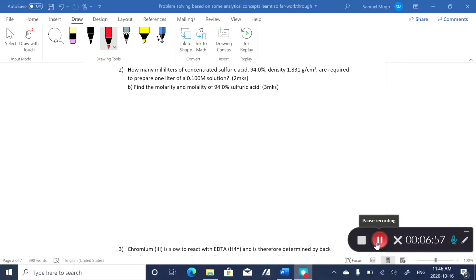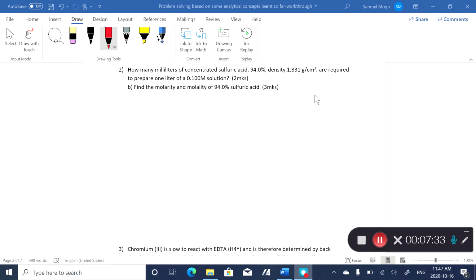So another problem, question number 2: you've been asked how many milliliters of concentrated sulfuric acid, and the sulfuric acid you bought from the manufacturer is 94%, and the density is given, and you are required to make a 0.1 molar solution from the 94% concentrated acid. So the question is, how many mL of this do you actually need to make a 0.1 molar solution in 1 liter?